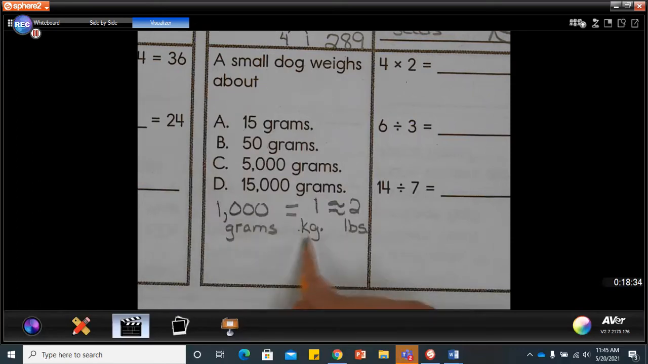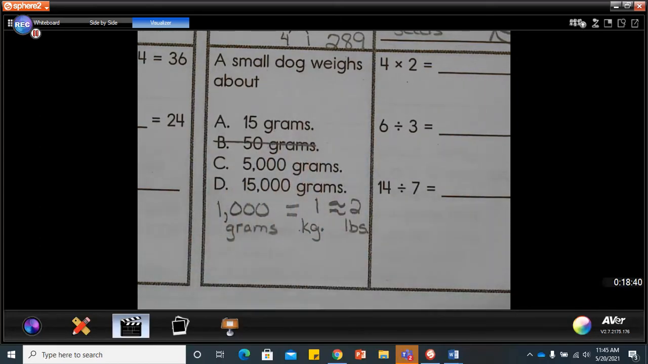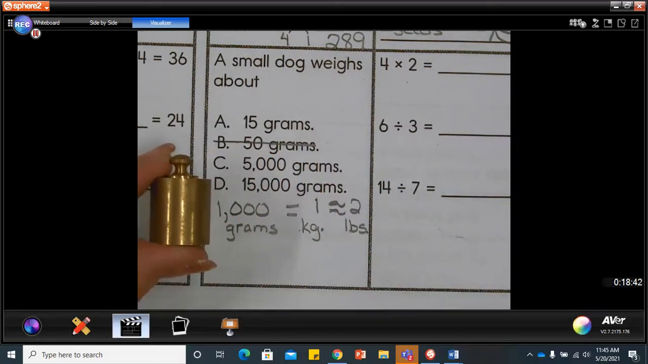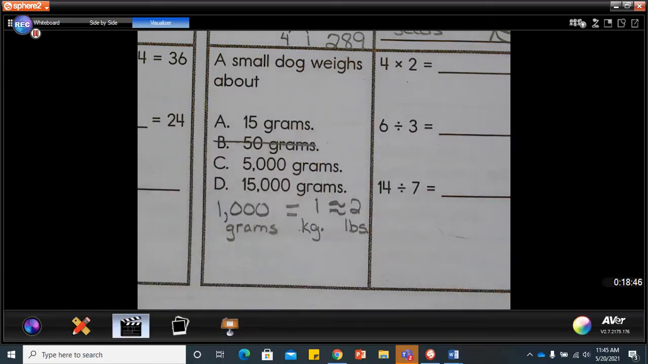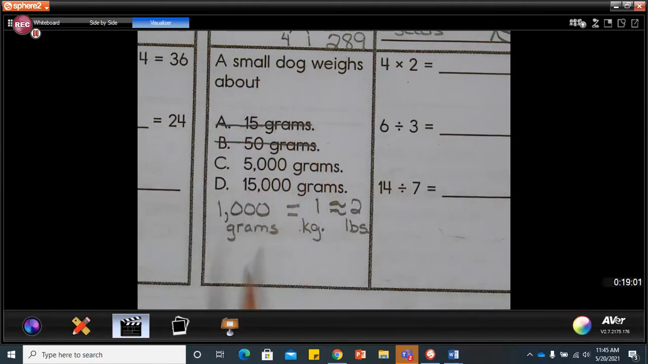Now, let's take a look at what we have here. We know that a dog can't weigh this amount right here. That's not going to be reasonable. But now let's take a look at A. Well, we need 15 of these to make 15 grams. Does that sound reasonable? Definitely not. So now let's take a look at C and D.